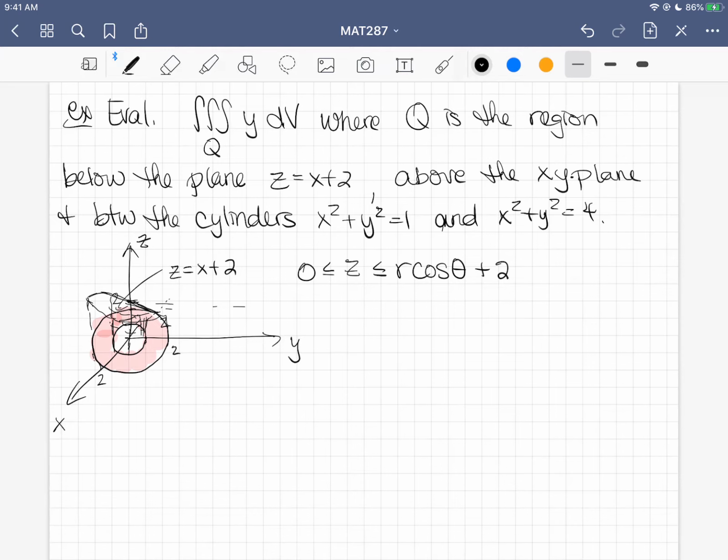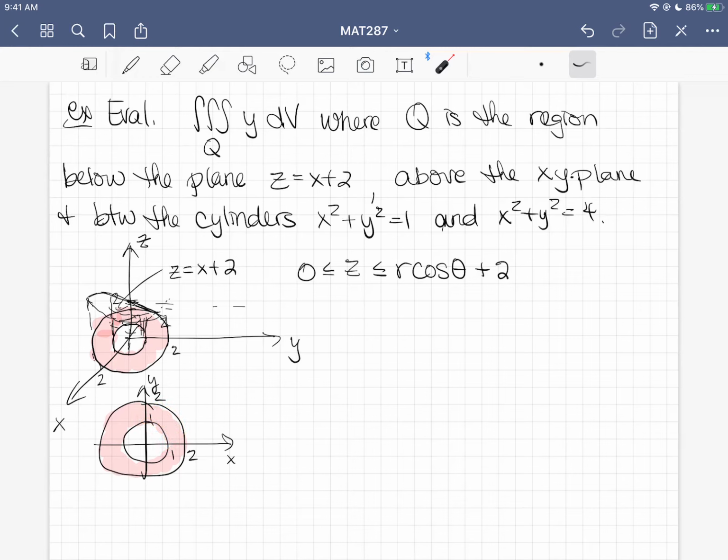Now what about r and theta? If I focus in down here, I've got a circle of radius 1 and a circle of radius 2. That's terrible, but let's go with it. And we're looking between those two. So my r goes from 1 along this circle up to 2 along that circle.